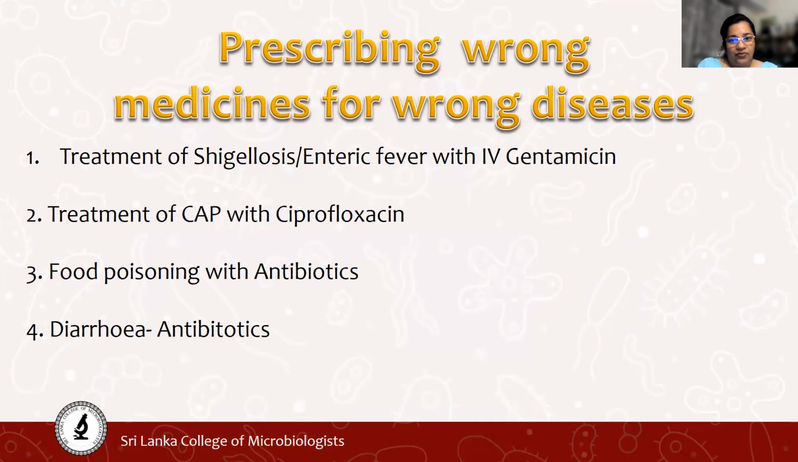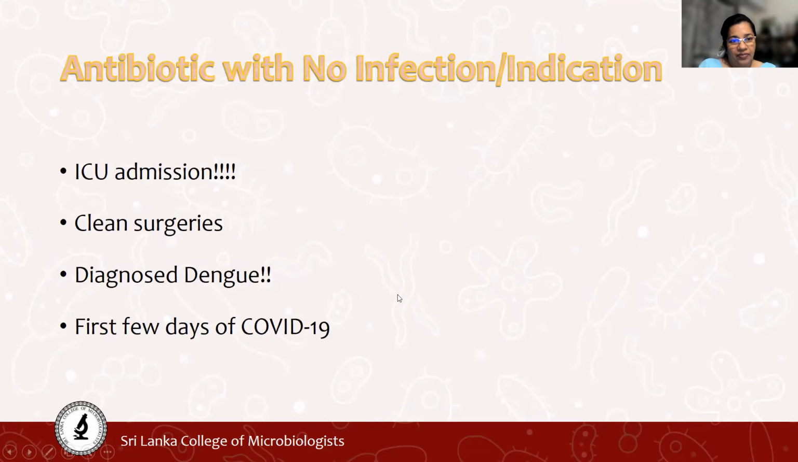Prescribing wrong medicines for wrong disease. Treatment of shigellosis or enteric fever with gentamicin, because gentamicin is not effective against shigellosis or enteric fever. Treatment of community-acquired pneumonia with ciprofloxacin, because most of the time community-acquired pneumonia is caused by Streptococcus pneumoniae, so ciprofloxacin is not effective. Food poisoning with antibiotics, diarrhea with antibiotics. On both occasions, antibiotics are not indicated, usually.